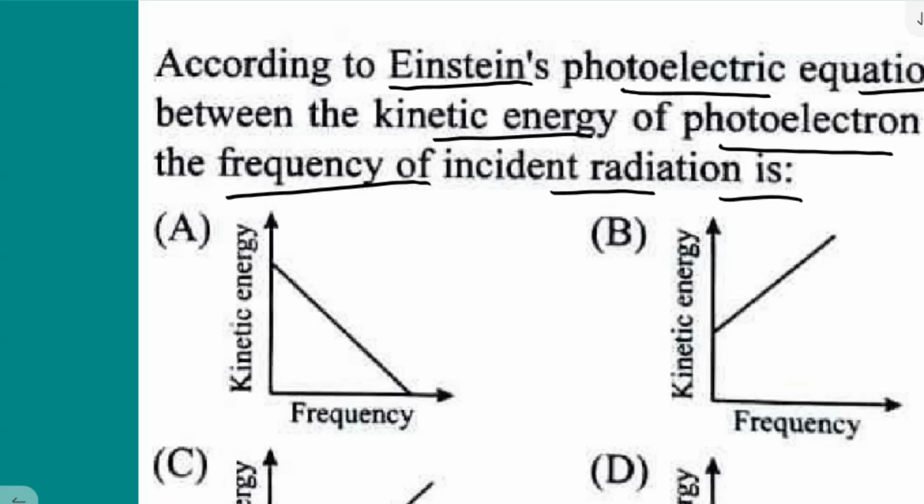So this is not possible because at y is equal to 0, x is 0. This is not possible because when y will be 0, if we extrapolate like this, then x will be negative here, and this is also not possible because here we have inverse slope. So only option D is possible here.